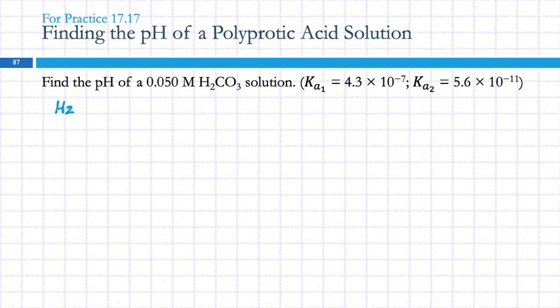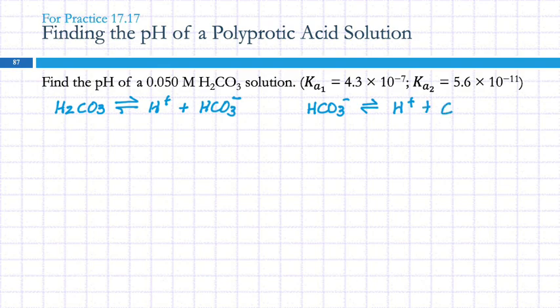So H2CO3 will be in equilibrium with H plus and bicarbonate ion. And then the bicarbonate ion is also acidic and can lose a hydrogen ion, leaving us with the carbonate ion. So we're doing ice tables here.